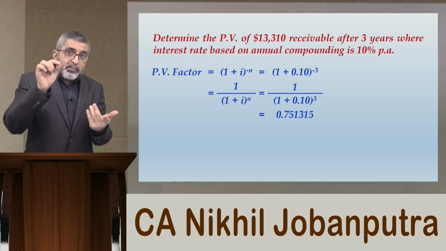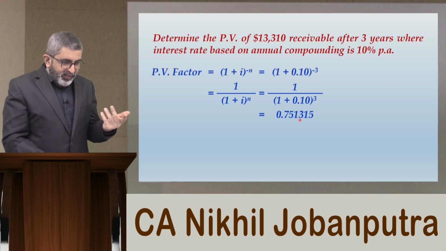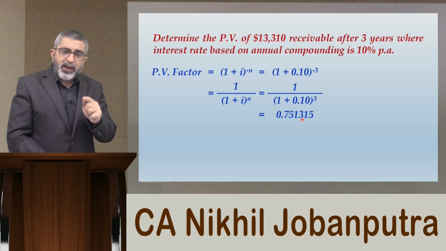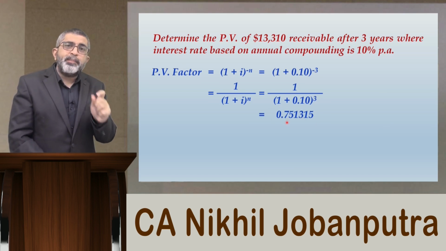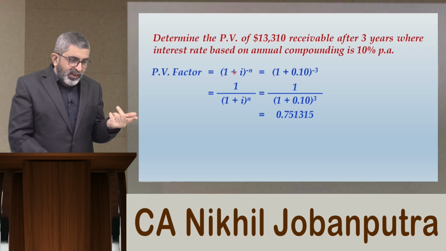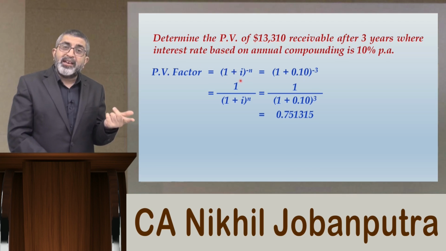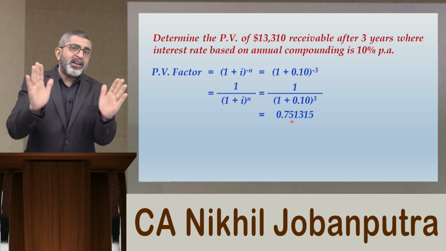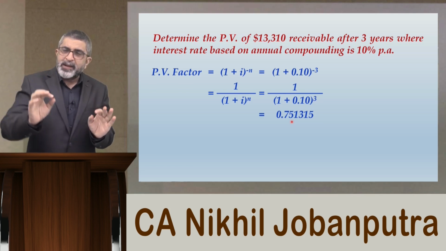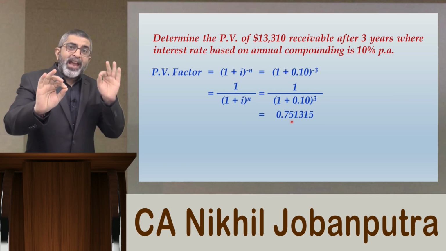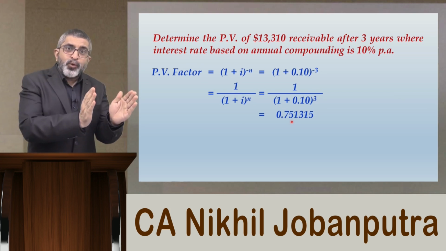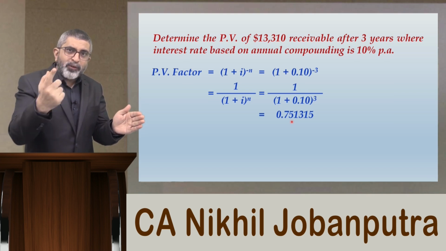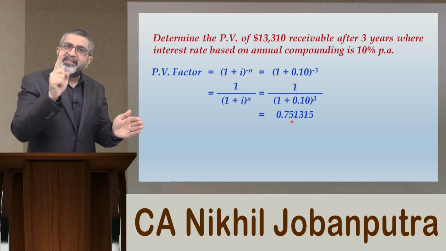Now when we multiply this factor, that is 0.751315, first of all, what is this? This is called the present value factor, because we originated this calculation from this formula, that is (1 plus I) raised to minus N. This is the present value factor, which is the reciprocal of the future value factor. So fundamentally, let's understand one thing very clearly. Any interest rate, any time horizon, if there is a future value factor, the reciprocal or inverse of that will become the present value factor.